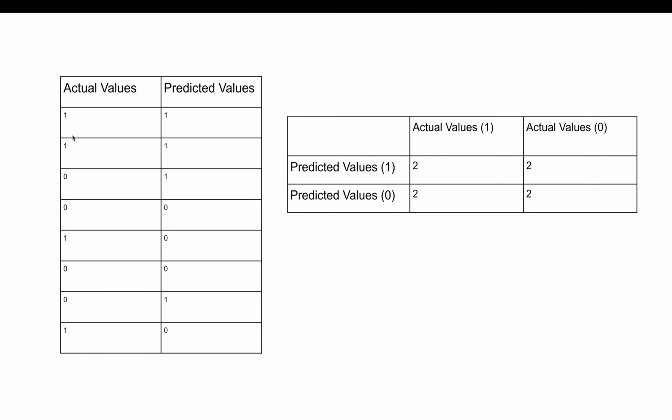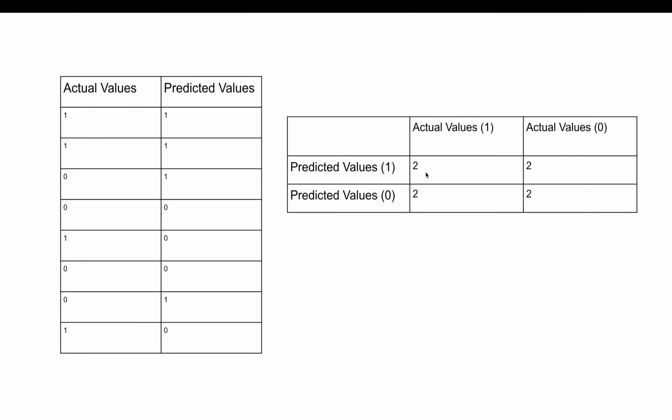So if you see for 1 1, it has predicted correct, it has predicted the correct values 1 and 1. For this particular value, the third row, the actual value is 0, but your model has predicted it as 1. Similarly, if you look over here, for the actual value of 0, your model has predicted 0. Now here the actual value is 1, but your model has predicted it as 0.